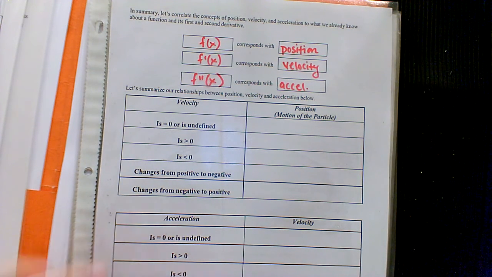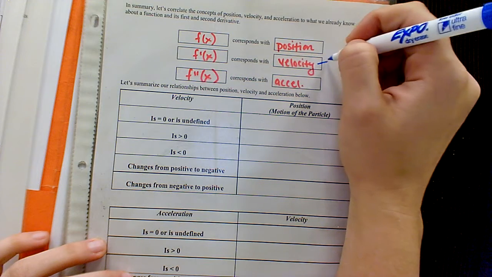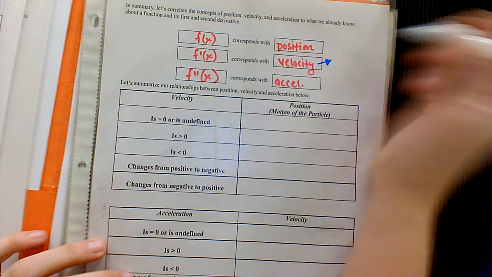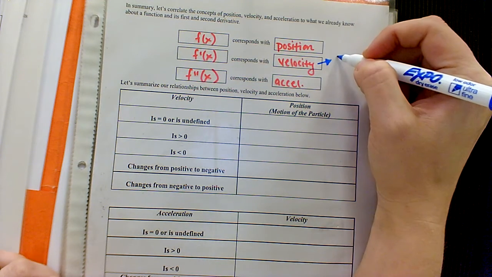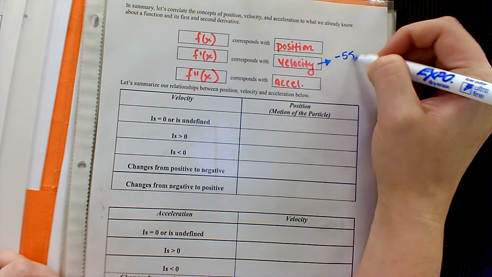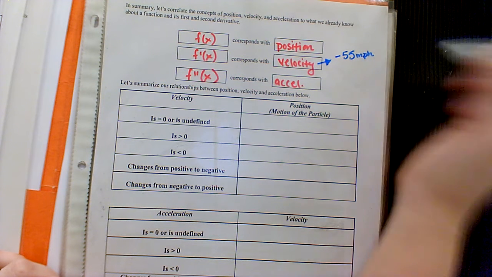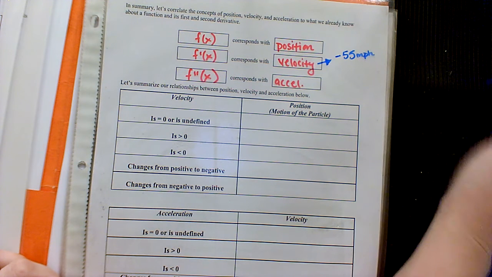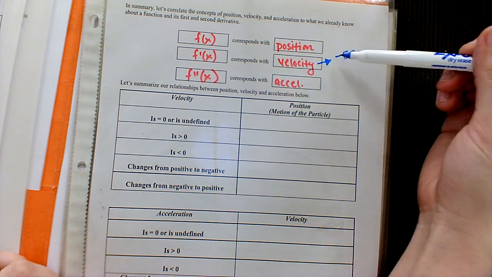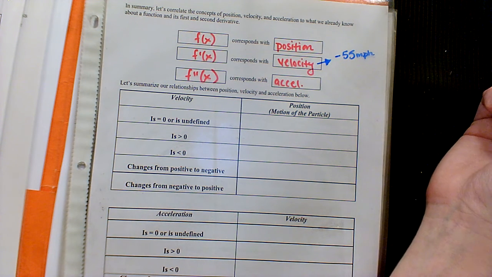Now there's one thing we kind of have to discuss about velocity. What if I had a velocity of negative 55 miles per hour? We're not used to really seeing negatives in terms of our velocity. Can you think about what this negative is telling us? Yeah? Would that be like the direction?